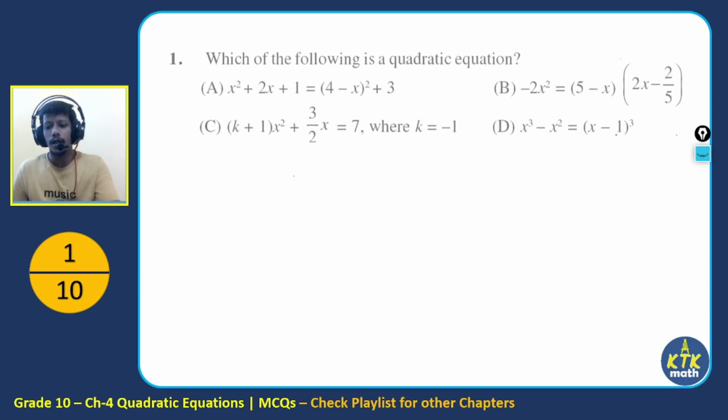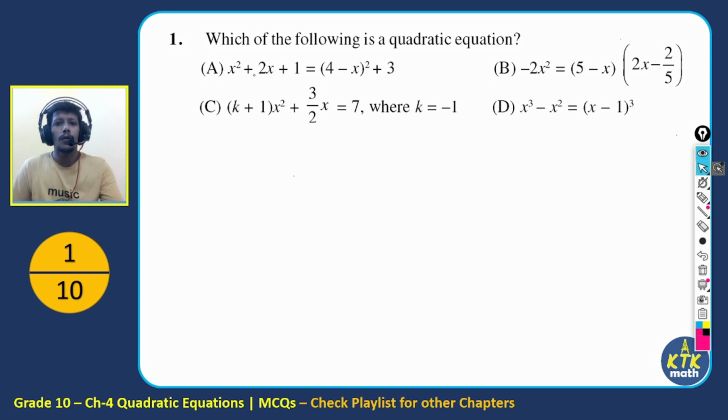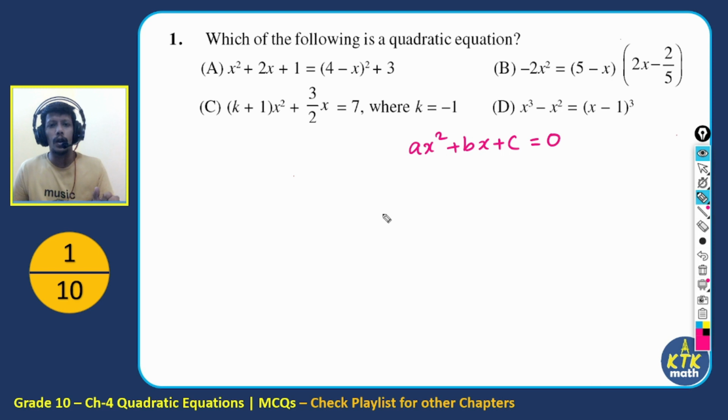Okay, now let us start with our first question. Which of the following is a quadratic equation? So quadratic equation means what? The general form must be ax squared plus bx plus c is equal to 0. So the x squared term should be there, then only we can say that the particular equation is a quadratic equation. Now I'll give you one clue.